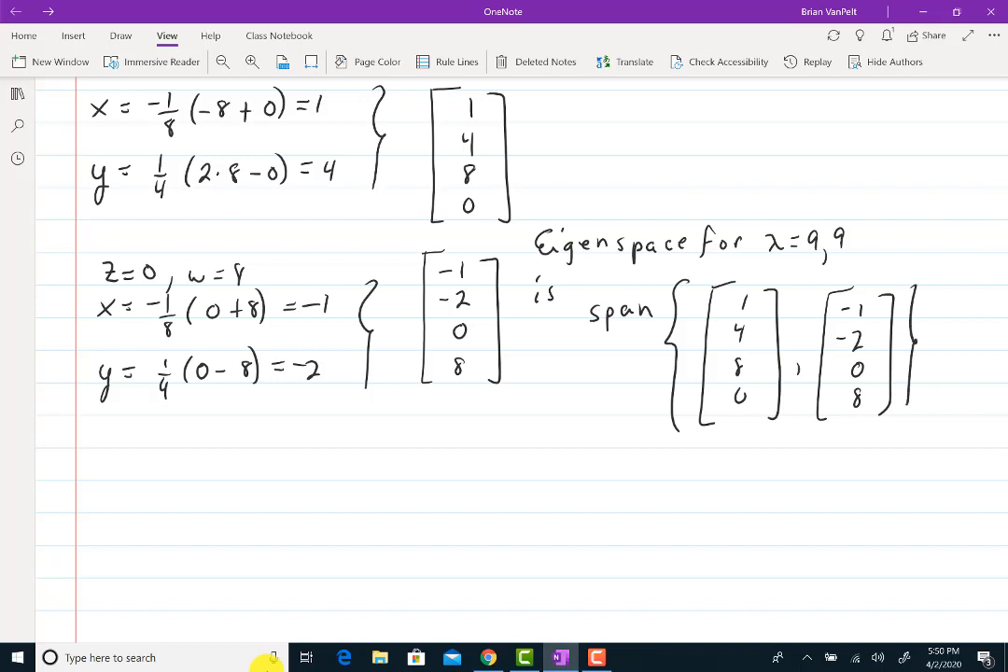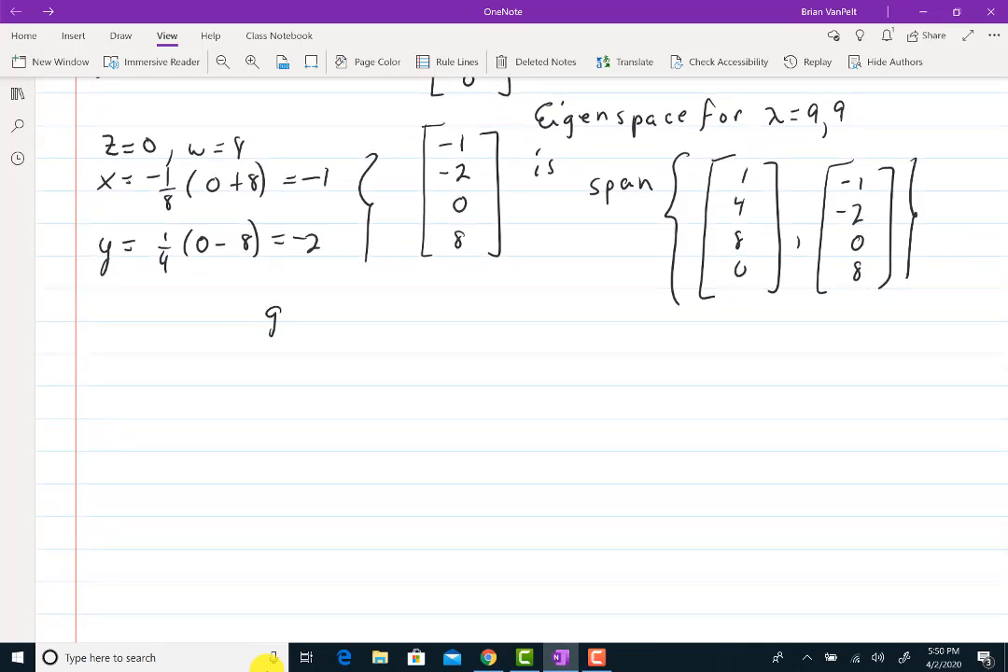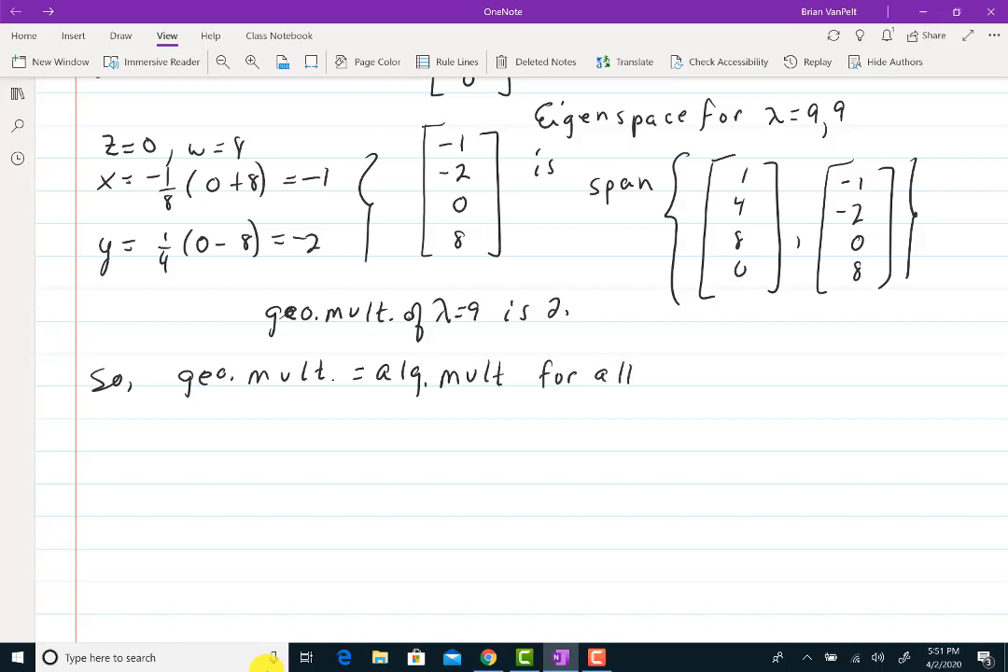See, by the time you figure out whether it's diagonalizable, you pretty much have done the diagonalization. That's what I'm getting at. So the geometric multiplicity of lambda equals 9 is 2. So geometric multiplicity equals algebraic multiplicity for all eigenvalues. So the matrix is diagonalizable. Another way to see it: we have 4 eigenvectors, and they're going to be linearly independent.